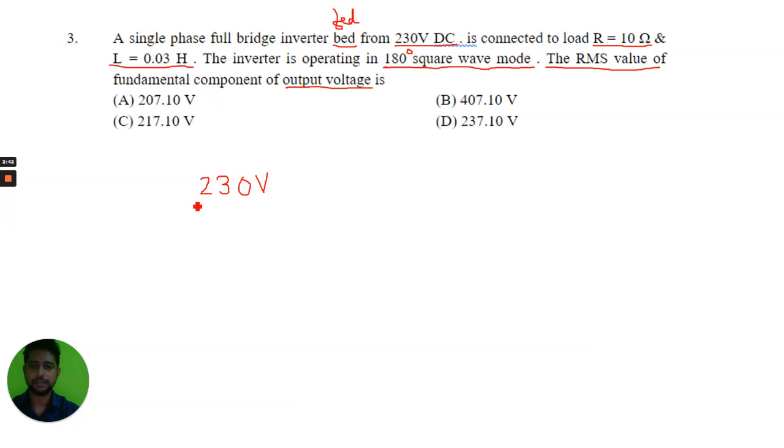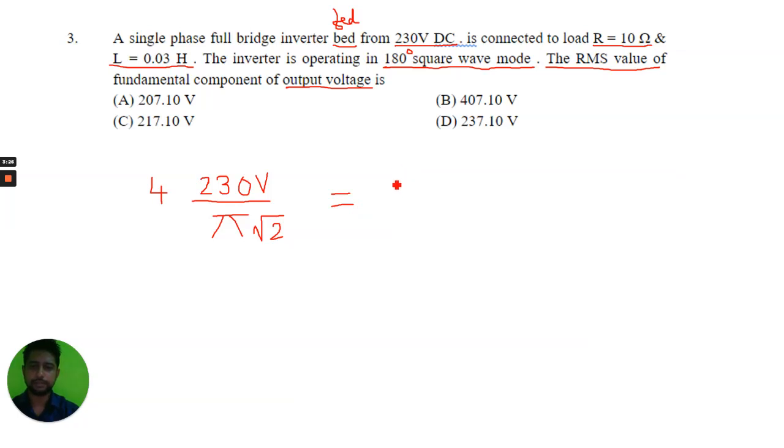Now for the output voltage we have 230 volts. If we want to find out the average, we will divide it by pi. Since it is a single phase full bridge inverter, we have to multiply it with 4, and since we have to find out the RMS, that is the root mean square, we have another term, that is root under 2. So 4 into 230 volts divided by pi root 2, and what does this equal to?